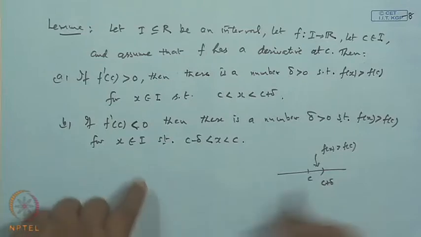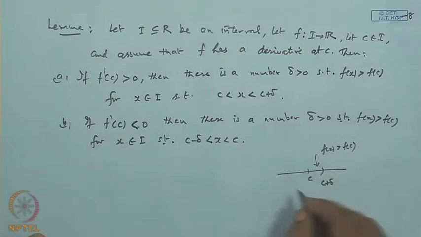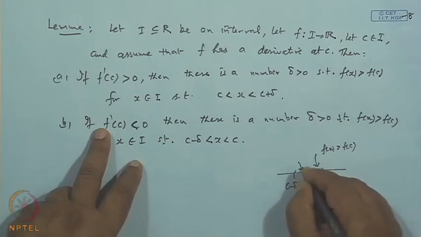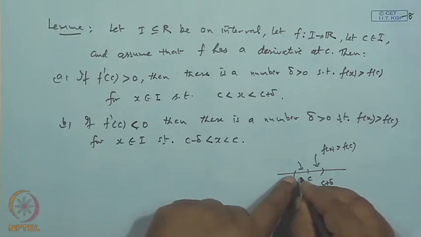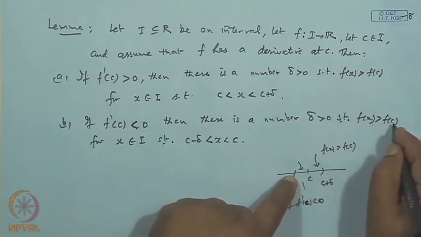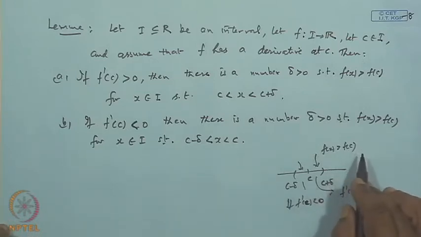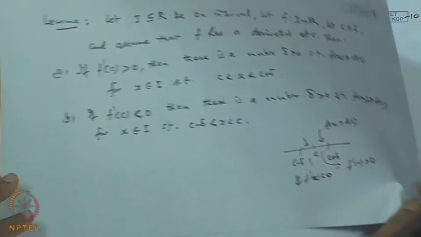And if the derivative is negative, then in the left hand side of this neighborhood the value of the function will always exceed f(c). So, if the derivative at the point c is negative, then we get a left hand neighborhood where the function exceeds the value f(c). If the derivative comes out to be positive at the point c, then we get the right hand side interval where the functional value exceeds the value at the point c. So, using this lemma we can prove the Darboux result.